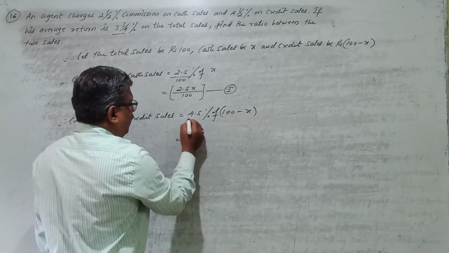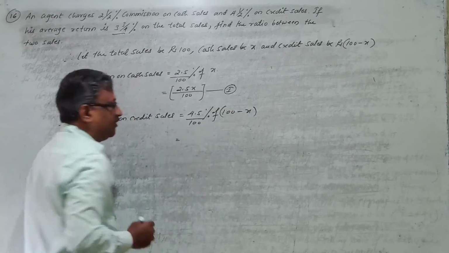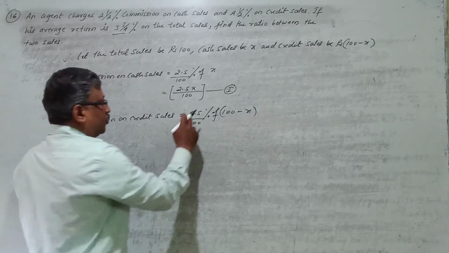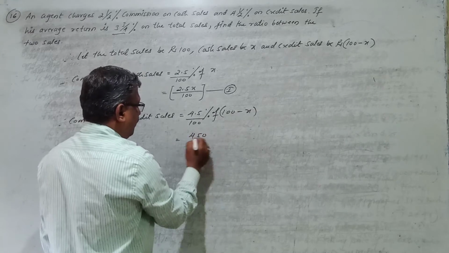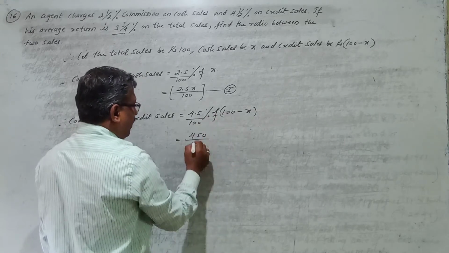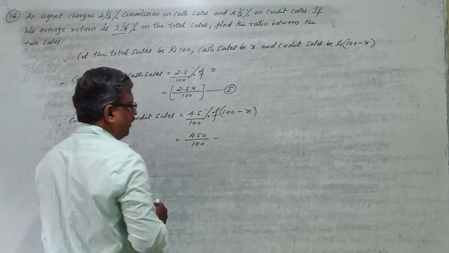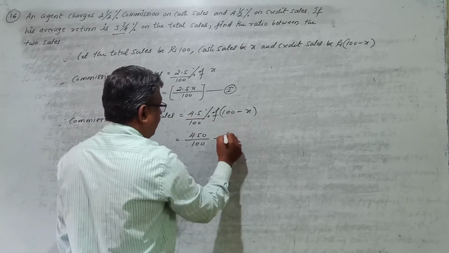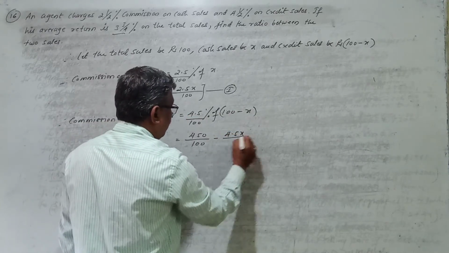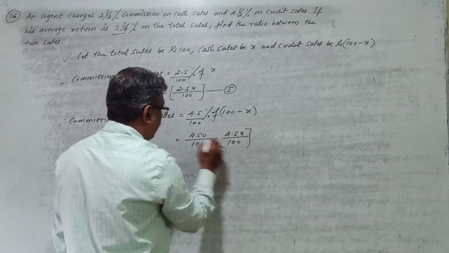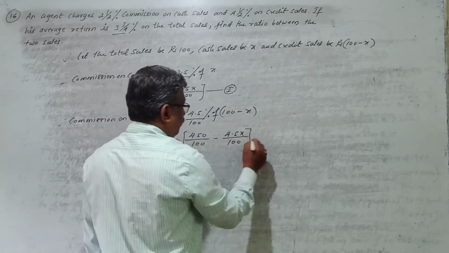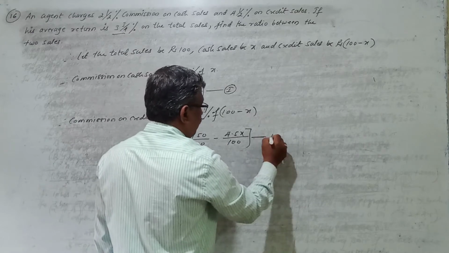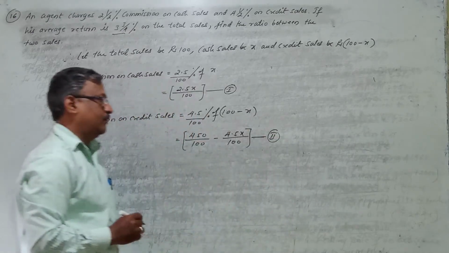So 4.5% means it is divided by 100. So 4.5 into 100, you get 450. 450 divided by 100, minus 4.5 into X, you get 4.5X divided by 100. Put this in one bracket. So this is the commission on credit sales. So I'll call this my second equation.